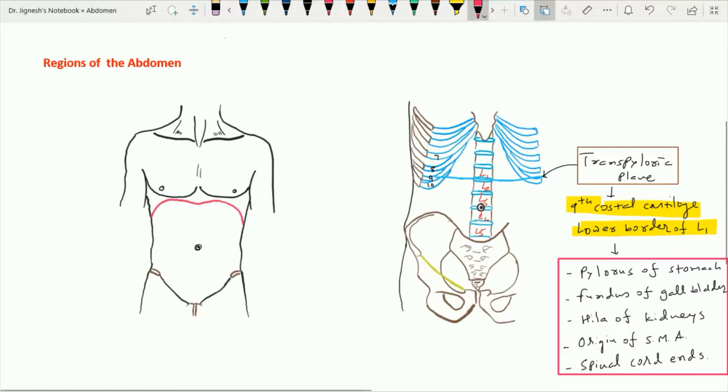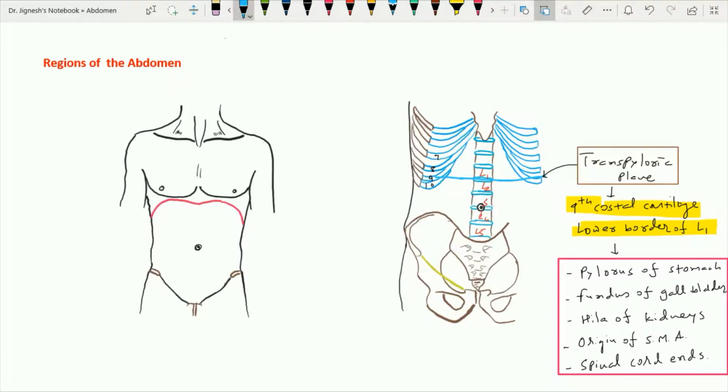Some authors also use one more plane other than the transpyloric plane as the upper horizontal plane. This plane is going to pass through the lower margin of the costal cartilage, and it is called the subcostal plane, which is going to pass through the L3 vertebra. But the plane mostly recommended by most of the authors is the transpyloric plane, which we have already discussed.